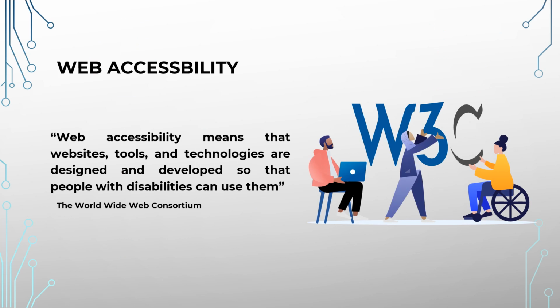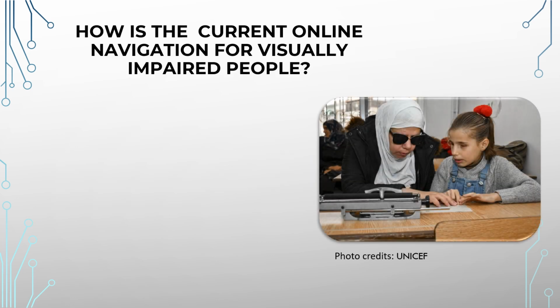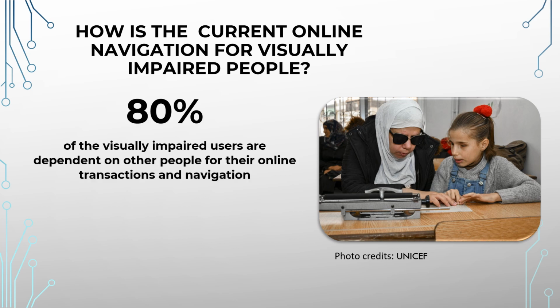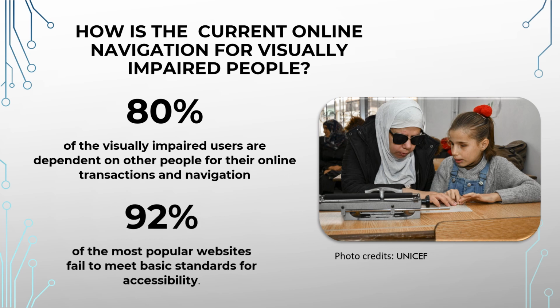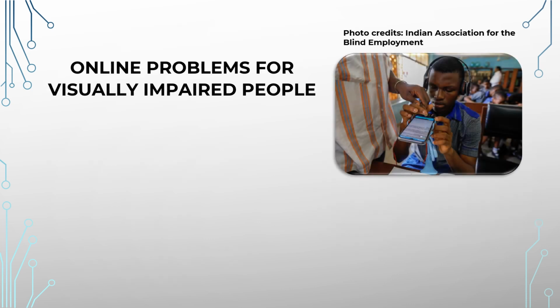But first, what is web accessibility? According to the World Wide Web Consortium, web accessibility means that websites, tools, and technologies are designed and developed so people with disabilities can use them. More than 80% of visually impaired users are dependent on other people for their online transactions and navigation. This is because 92% of the most popular websites fail to meet basic standards for accessibility, according to the Information Technology and Innovation Foundation. What are those online problems?